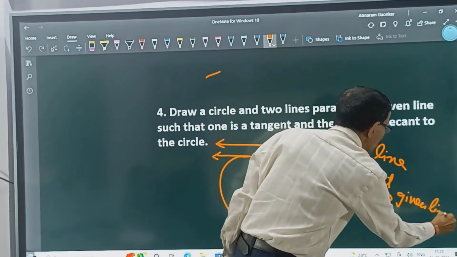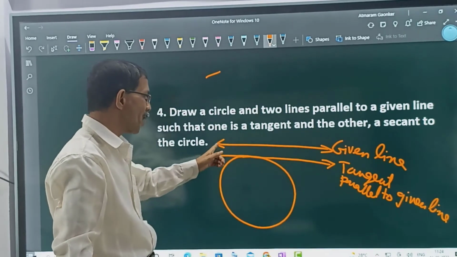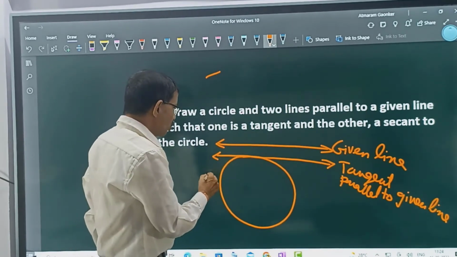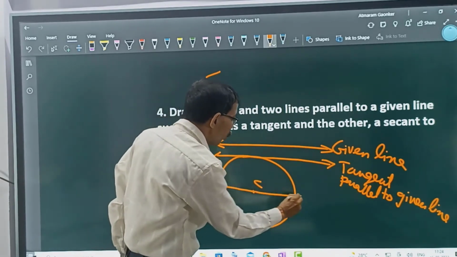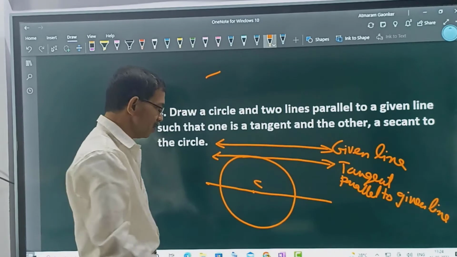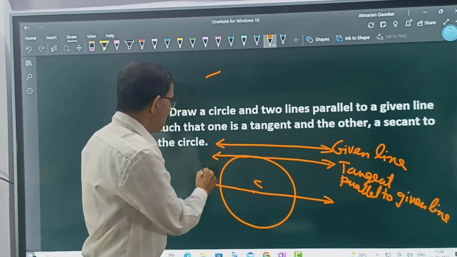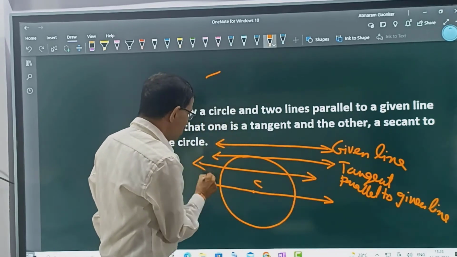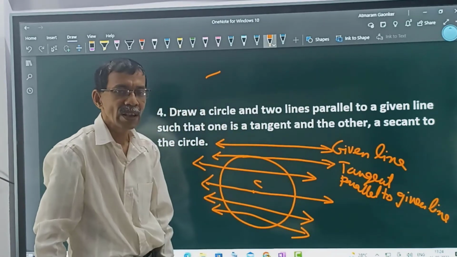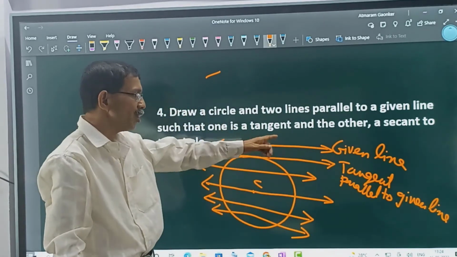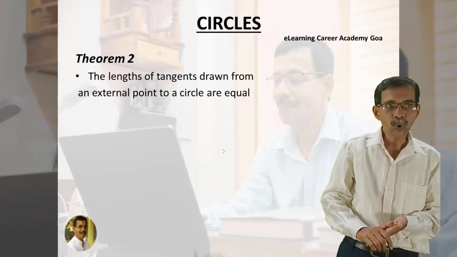Next, you are asked to draw a secant which is also parallel to the given line. So there can be many secants. If this is center C, one can be through center C, which is parallel to a given line, which forms a diameter, and other lines can be drawn in this fashion, which becomes a secant in each case, which are parallel to the given lines. So next we will see theorem number 2.